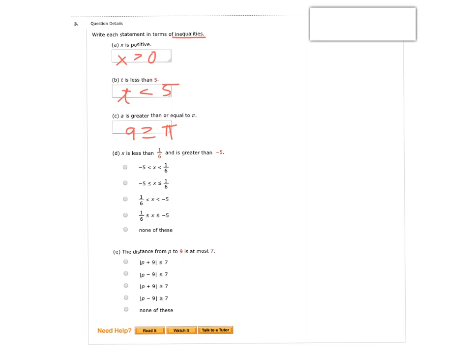Part D there, I'll let you guys try. And then part E, it says the distance here. So distance is always going to be subtraction. And so we're going to subtract p and 9. It's not going to be these two. And that's in an absolute value, because I don't know if p is bigger or 9 is bigger. If I have it inside of an absolute value, it makes it irrelevant, since distance is always positive. So we find it by subtraction, but the answer is always positive. And then it says at most 7. At most actually means less than or equal to.